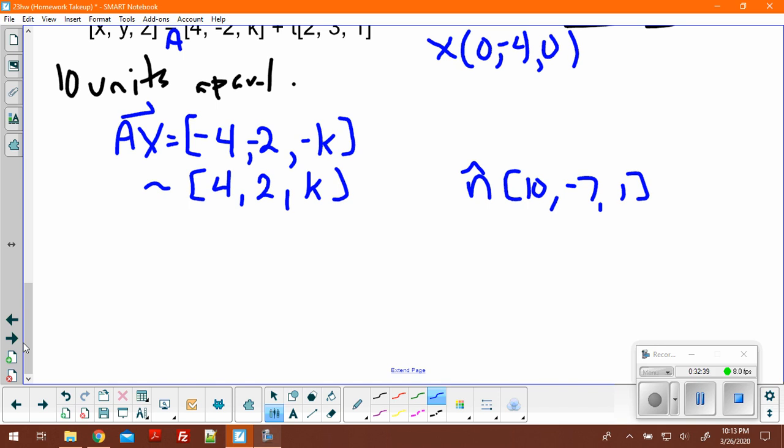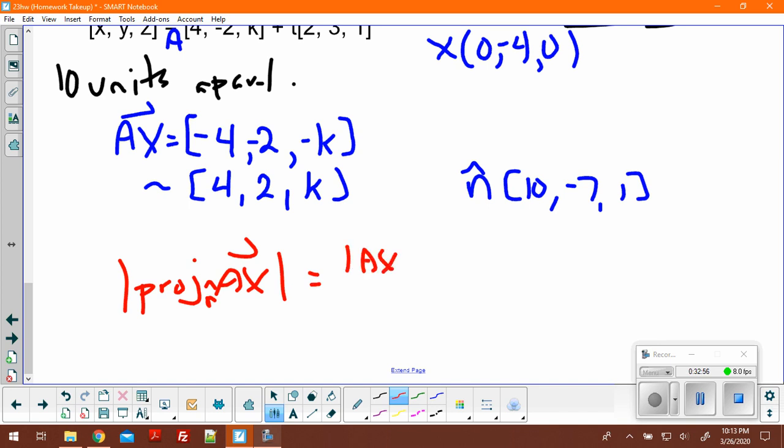So how do I use the distance? The distance is the projection of AX onto the normal, and it's the magnitude of that. So magnitude of AX dot N over the magnitude of N.